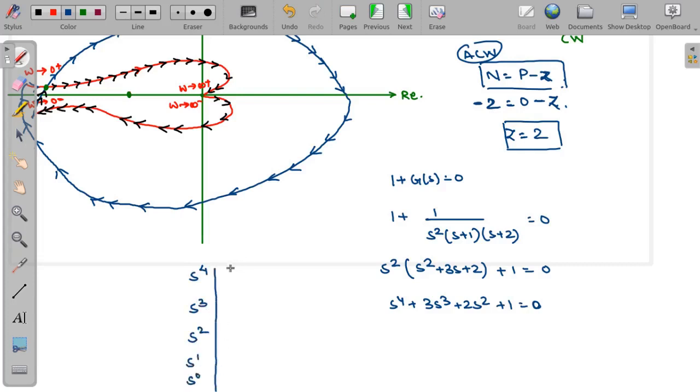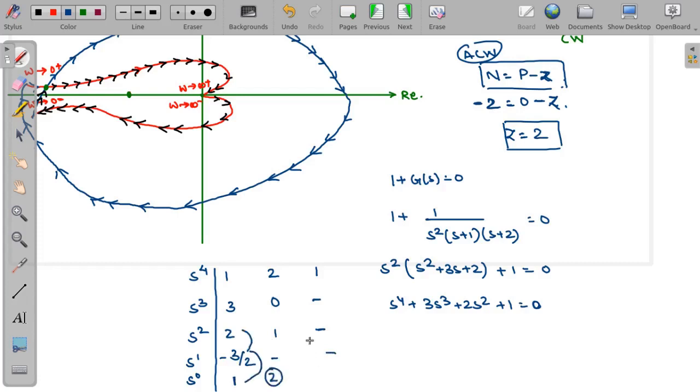So this will be 1, 2, 1, this will be 3, 0, blank. Okay, so this is 6 by 3, so that will be 2, and this is 1. Next is 0, this will be minus 3 by 2, and these all are blank. Next will be, again we have minus 3 by 2 into 1, so this will be 1. So you can see number of sign changes are 2.